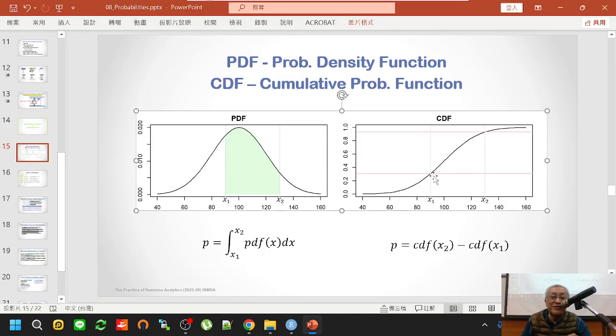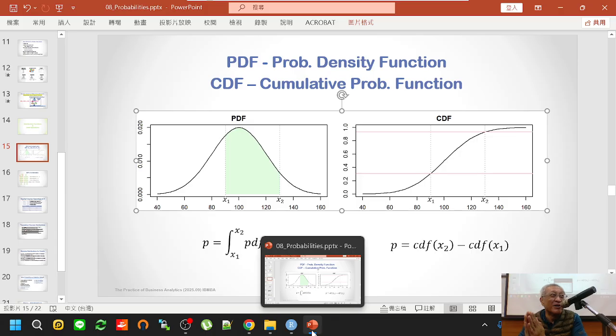For example, if this is 1 minute 10 seconds and this is 1 minute 20 seconds, and I know the CDF values, I simply subtract the CDF of x1 from the CDF of x2. So this is a way to calculate the probability for every 10-second period.